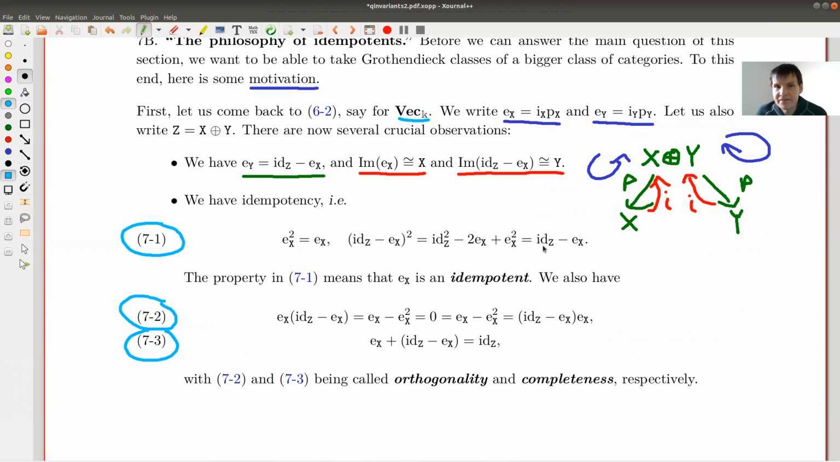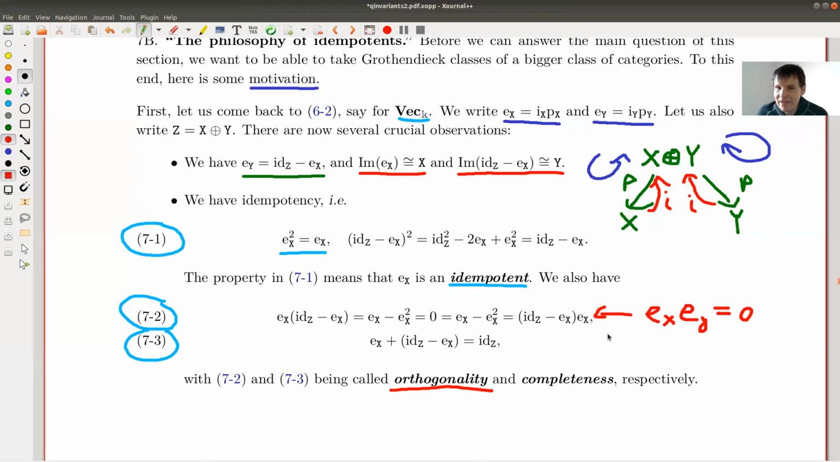Both work for ex and ey. I'm just doing it for ex, but everything is written for ey as well. So ex is an idempotent, which just means ex squared is ex. Similarly for ey. This is called an idempotent, and I should put it in blue. Okay. This property is called orthogonality, and it's basically ex ey is 0 in both directions.